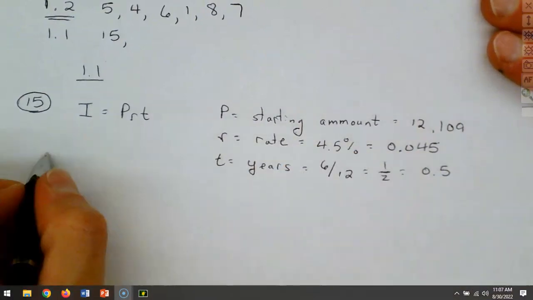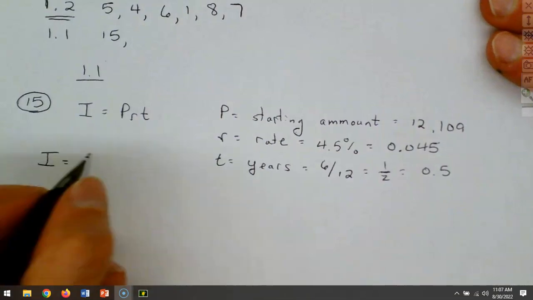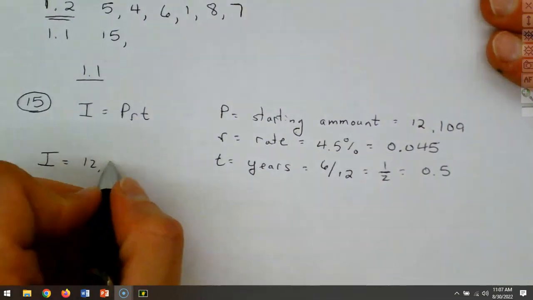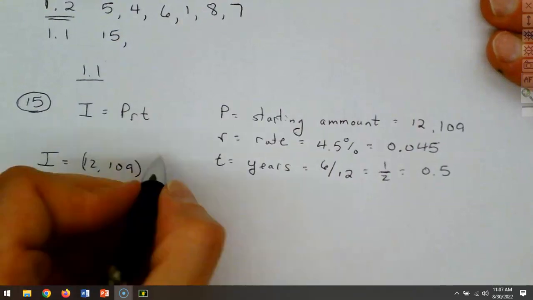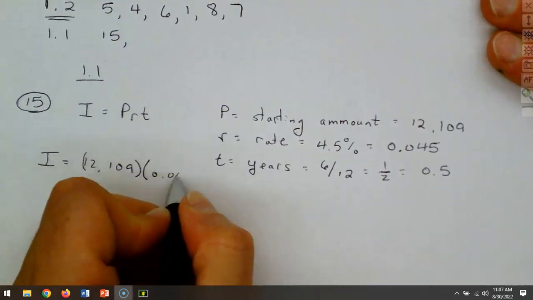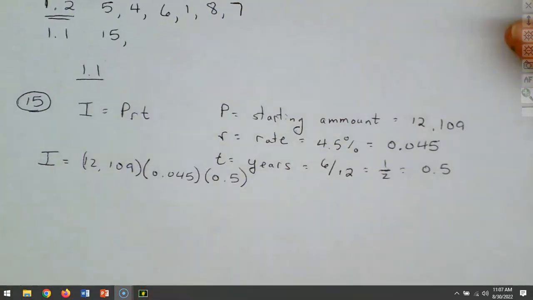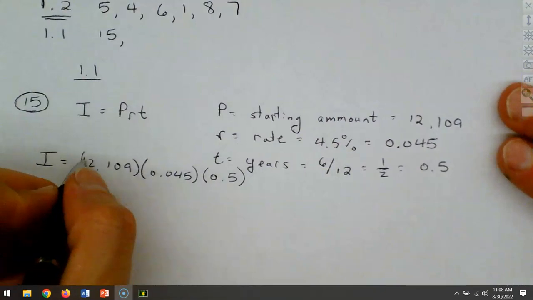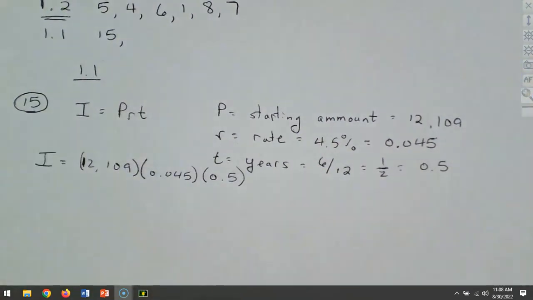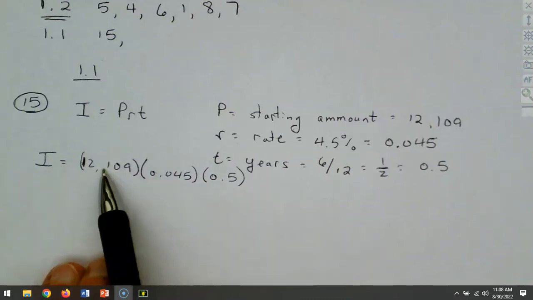Now, what about your interest? What would that be? You would just simply multiply those together. So you're just going to multiply those out, and that gives you part of the answer. So what does that give you? That gives you the interest, right? Now, once you got the interest, what do you have to find? You have to take that interest and you have to add it back. Yep, add that back to the principal, the $12,109.